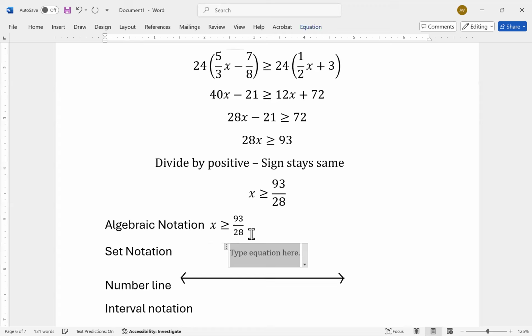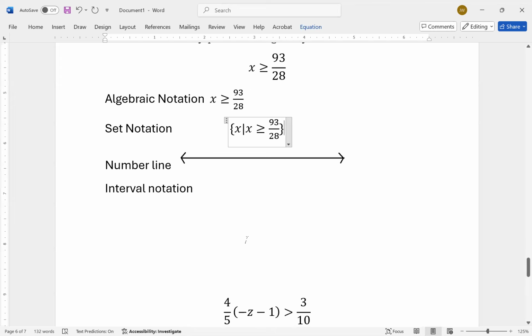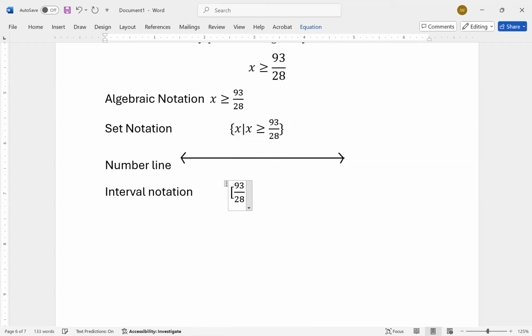The set notation is the set of all x values such that x is greater than or equal to 93 over 28. The interval notation. Well, if you wanted to do the interval notation, you could do that right now. It's starting at 93 over 28. Since I have an equal symbol, I can use a closed bracket or a square bracket for 93 over 28. And then we're going to go up to positive infinity.